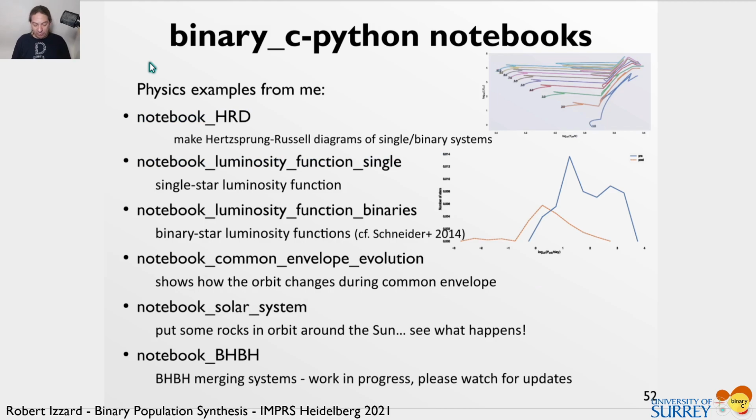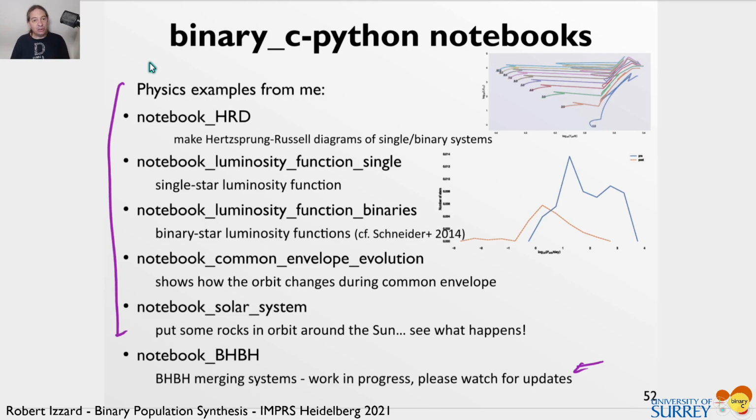I've made some notebooks myself. Have a look at these ones to start with. This one here is still work in progress; I will update you on that later in the week. But there's a notebook for making Hertzsprung-Russell diagrams. Unlike Mesa, it doesn't take a few hours. It just takes a few seconds. It's fantastic. So you can make your Hertzsprung-Russell diagrams.